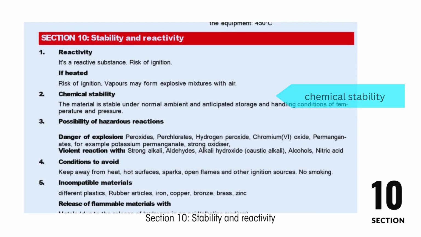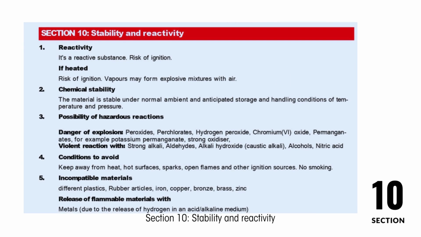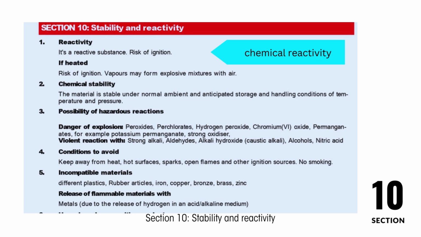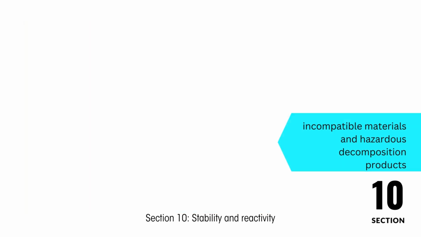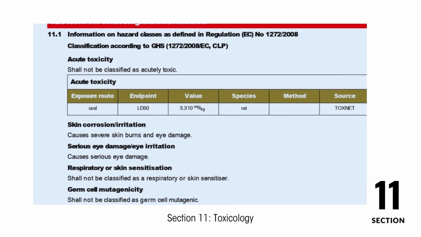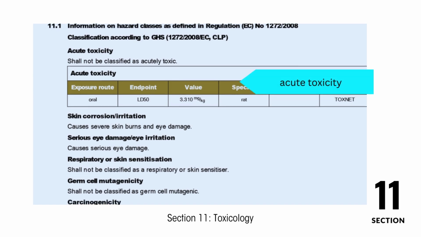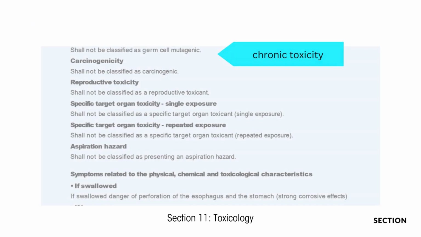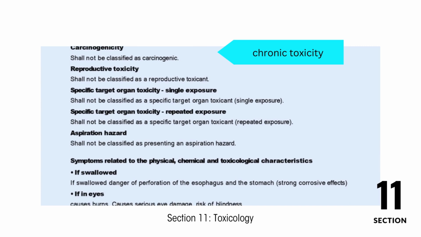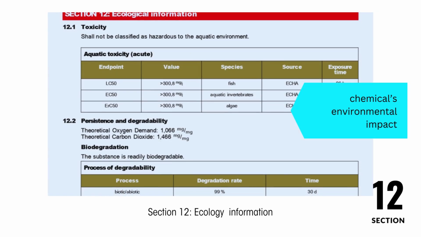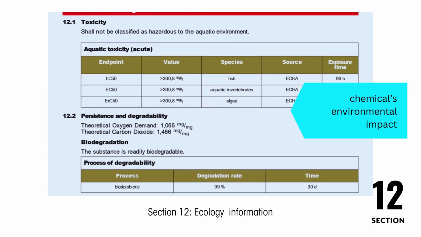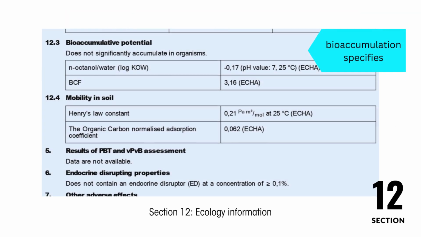Section 10 provides details on the chemical's stability and reactivity, including incompatible materials and hazardous decomposition products. Section 11 describes the toxicological effects of the chemical, including acute and chronic health effects. Section 12 provides information on the chemical's environmental impact, including its potential to bioaccumulate and its degradability.